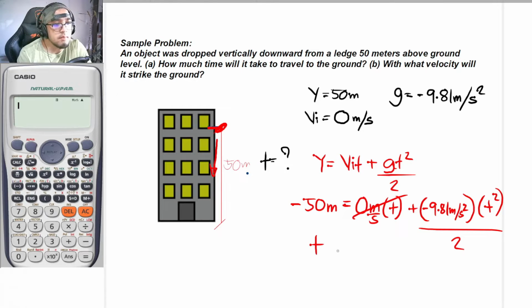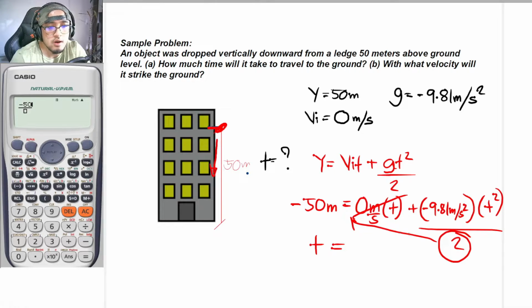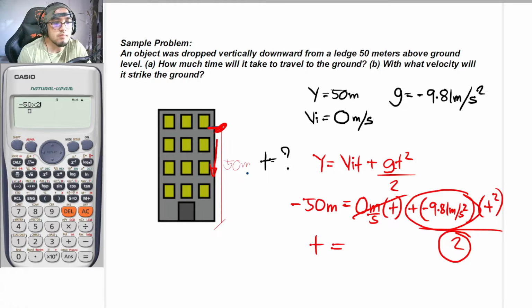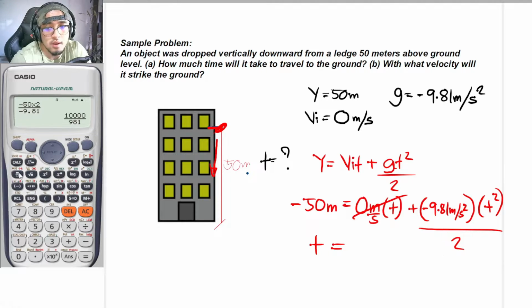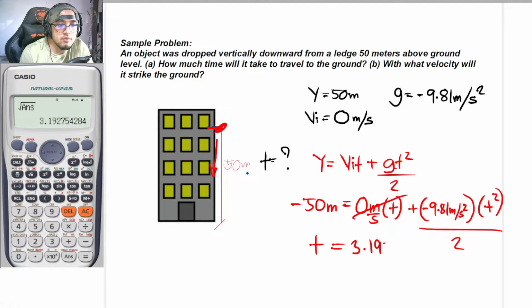So solving for time, we would now be arriving at an answer. As you can see in the calculator, I would be transposing it here. So negative 50. From negative 50, I would now be multiplying by 2 because 2 would go to that place, so times 2, and I will be dividing by negative 9.81. But take note that our t is squared, so we would now be getting the square root of it. So square root of answer, 3.1928 seconds. So this is now our answer here.